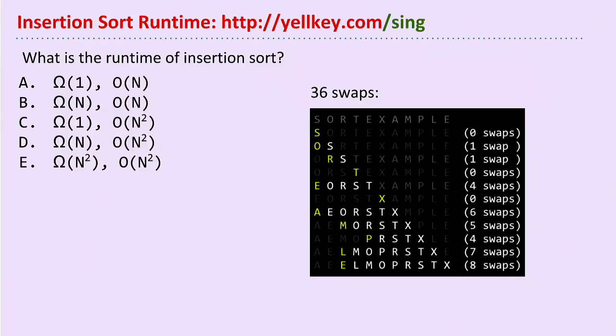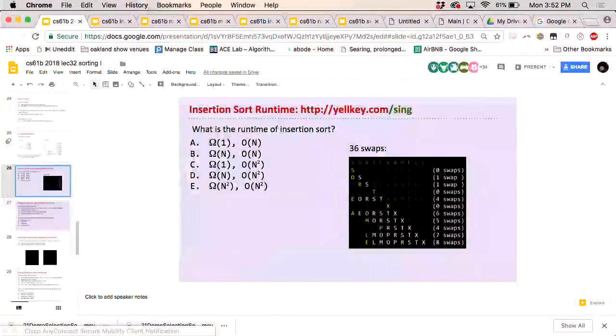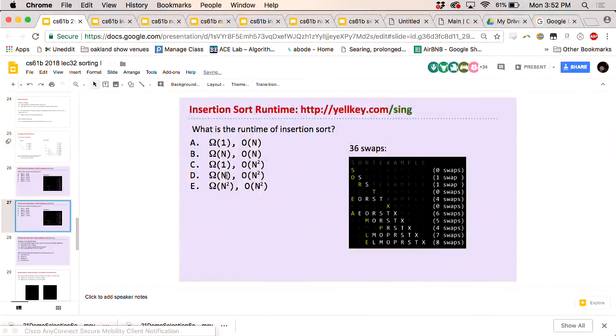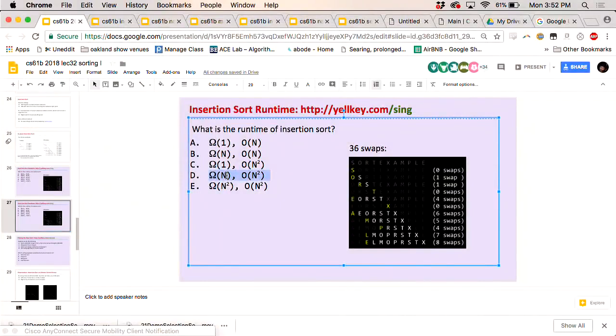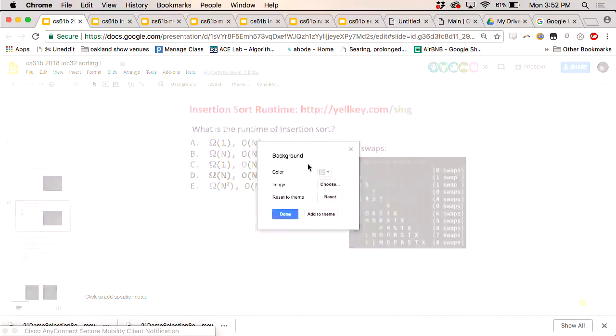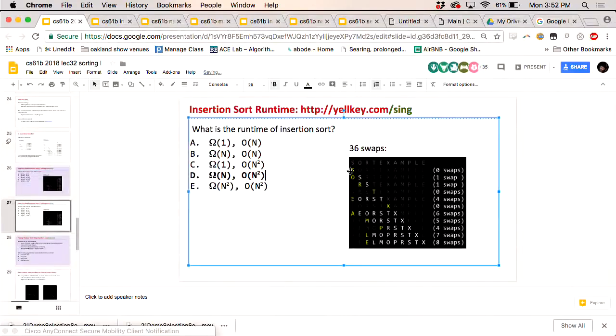So I think the best answer, okay, I deleted the answer slide. Let's fix it. All right, I think the best answer is that it is theta or omega n and a big O of n squared. I think that's the best answer. It's not the only answer, but let me tell you why this is the best answer first. It's big O of n squared, first of all, because in the worst case, this whole triangle is filled in. That would be n squared.